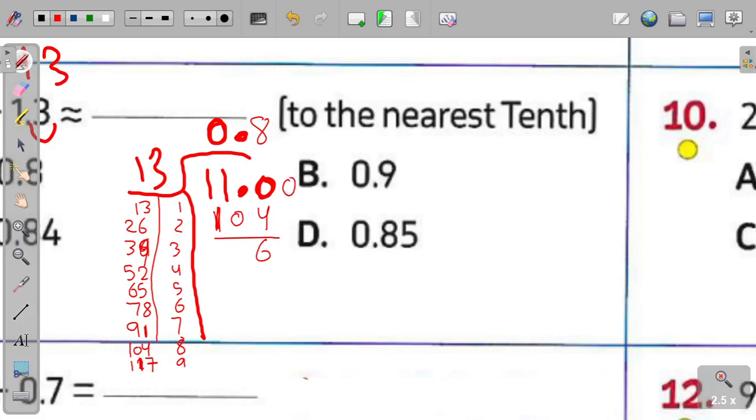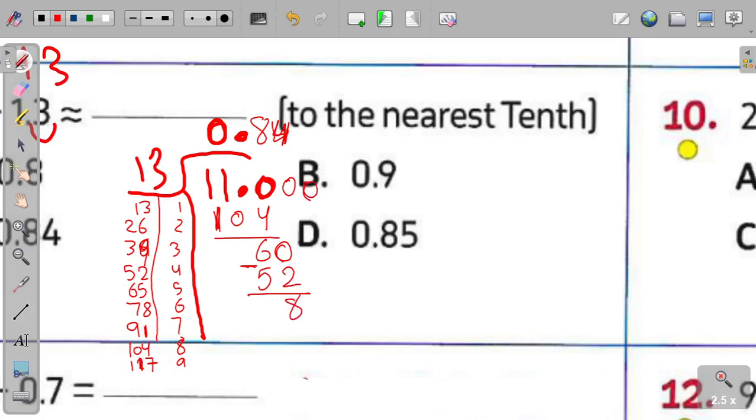I will add 10 again and 10 again, so I have 60 divided by 13. 60 is between 52 and 65, so I will take 52. 52 divided by 13 equals 4. Okay, so 60 minus 52 equals 8.